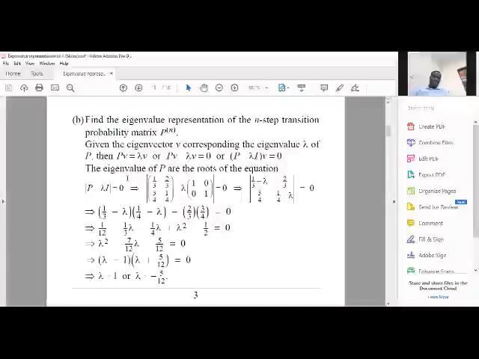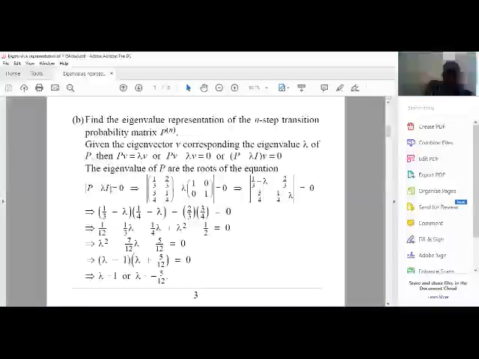So now we are going to determine the eigenvalues and the eigenvectors. First the eigenvalues. The eigenvalues of the transition probability matrix P are the roots of this equation. Anytime you want to find the eigenvalues of a matrix, you use this equation: P, that's the matrix, minus the eigenvalue lambda times the identity matrix.